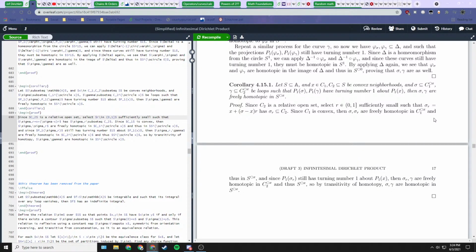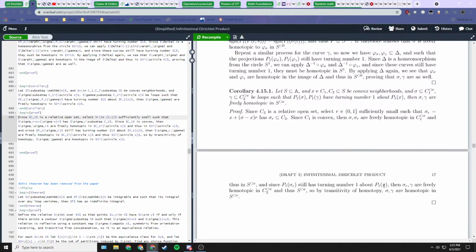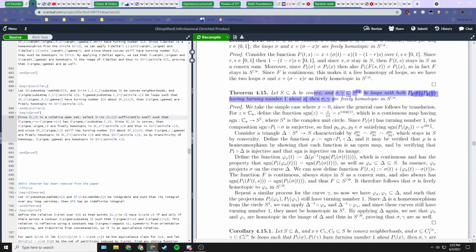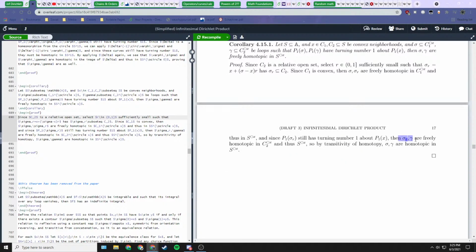Also, since C1 is a subset of S, this is also homotopic in S punctured through X. Since the projection P1 of sigma sub R still has turning number 1 about P1 of X, sigma R and gamma are also freely homotopic in C2. Both are loops in C2 with turning number 1 about P1X, and C2 is convex. So by this result, sigma sub R and gamma are freely homotopic in C2 punctured through X. But again, C2 is a subset of S, so they're freely homotopic in S punctured through X. And by transitivity, if we first go from sigma to sigma sub R and then to gamma, these will be homotopic in S punctured through X.